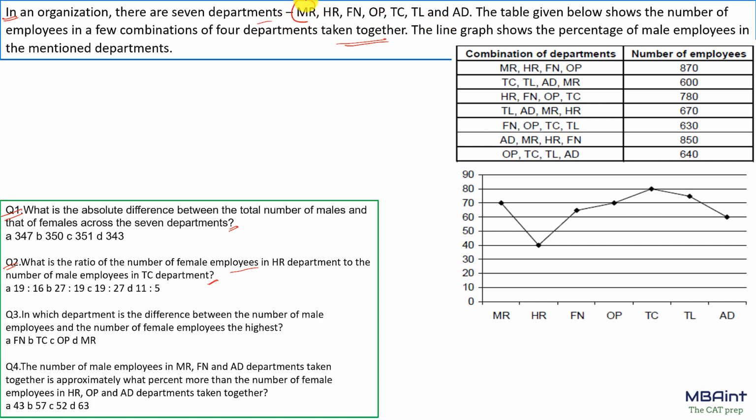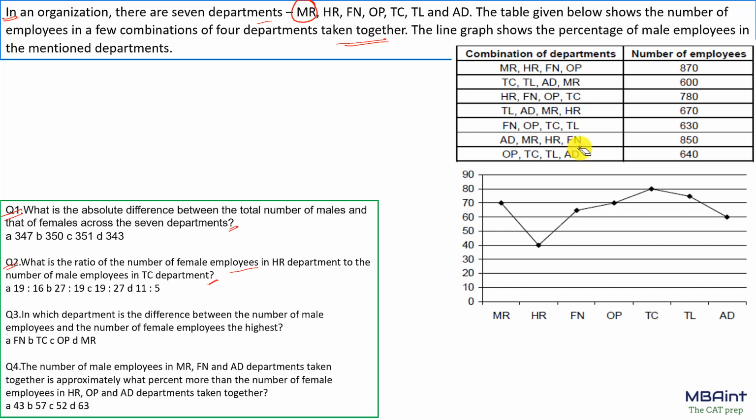So let's talk about the MR department. You can see that it appears 4 times, 1, 2, 3 and 4 times in this complete possible set of 4, right? Similarly, if you look into any department, let's suppose HR department, HR appears 4 times again: first, second, third and then 4th time. So all the departments appear 4 times.